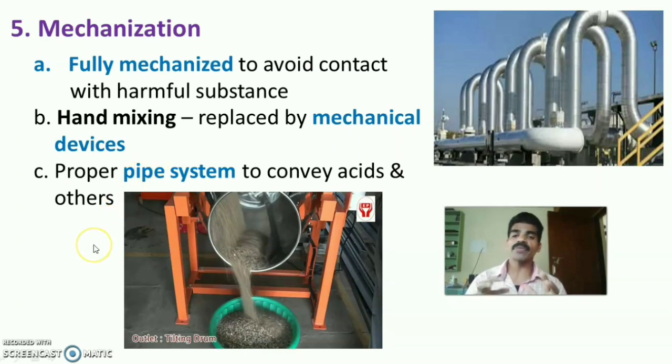Then a proper pipe system in the industry or factory to convey the acids and other chemicals. That also will reduce the chance for infection or chemical related hazards for the employees. So this is about mechanization, that is application of different machines to prevent the direct handling of chemical substances which cause harmful problems to the employees or workers in the factory or industry.